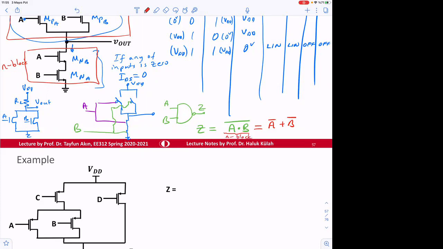But when the N block is valid, output will be ground. Okay. So if this is valid, output is going to be high. High if A bar is valid. Or B bar.